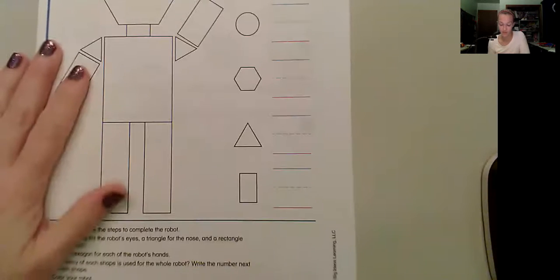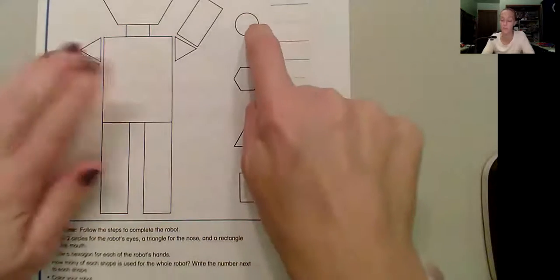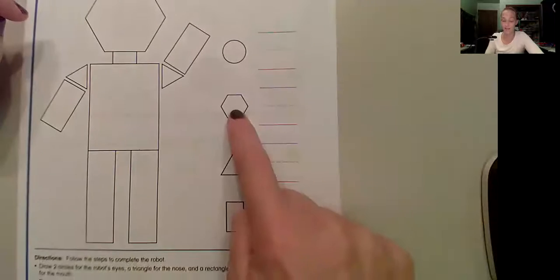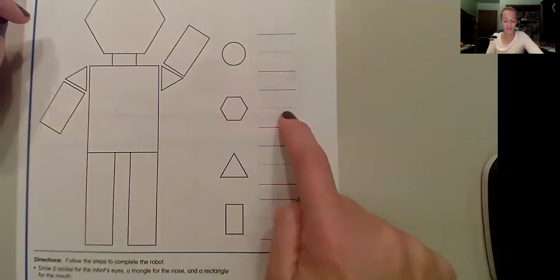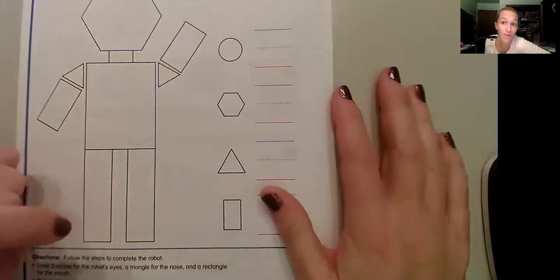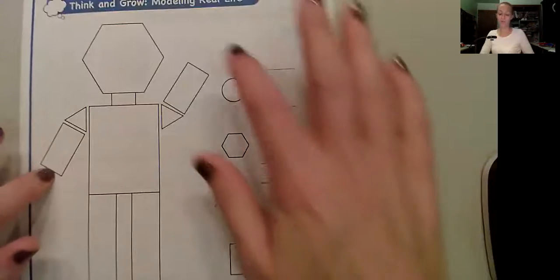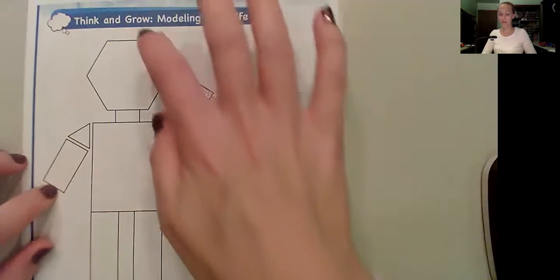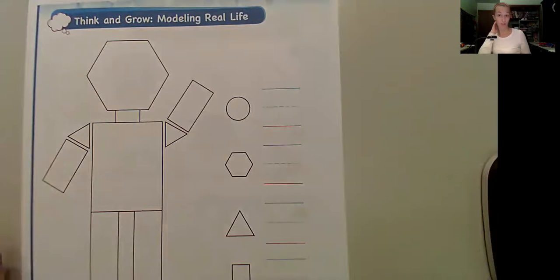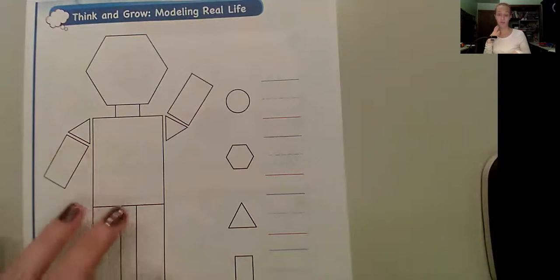And then it wants to know how many of each shape is used for the whole robot. So you look at your picture. How many circles? Write it. How many hexagons? Write it. How many triangles? Write it. How many rectangles? Write it. If they were already on the paper, for example, I used hexagons here for hands, but if you notice another hexagon, you may absolutely count that towards your number. Okie dokies. Same for rectangles, triangles, and circles.